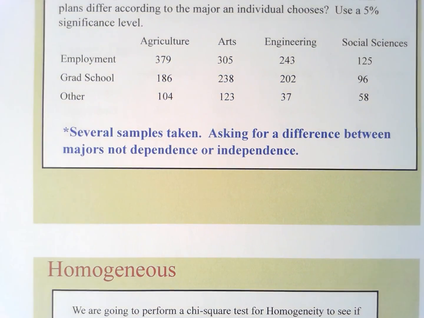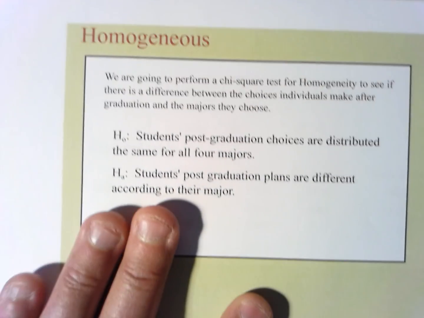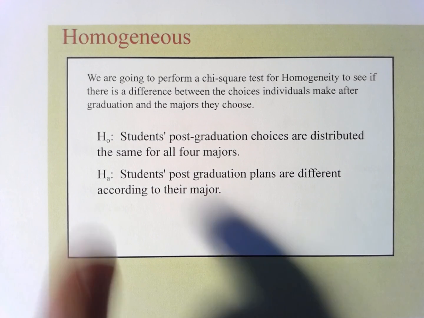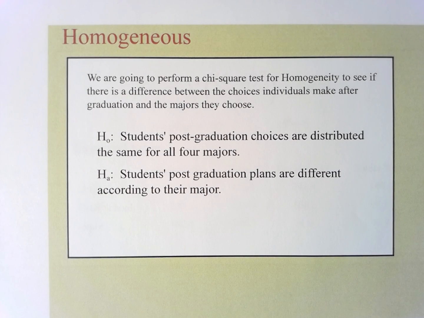Okay, so what does our null and alternative hypothesis look like? There they are. We're going to notice how I do my introduction. I tell what type of test I'm going to do to see if there's a difference between the choices individuals make after graduation and the majors they choose. Students' post-graduation choices are distributed the same for all 4 majors. Students' post-graduation plans are different according to their major, right? So whether or not they employed, whether they went to grad school, whatever changed according to their interests or their majors.